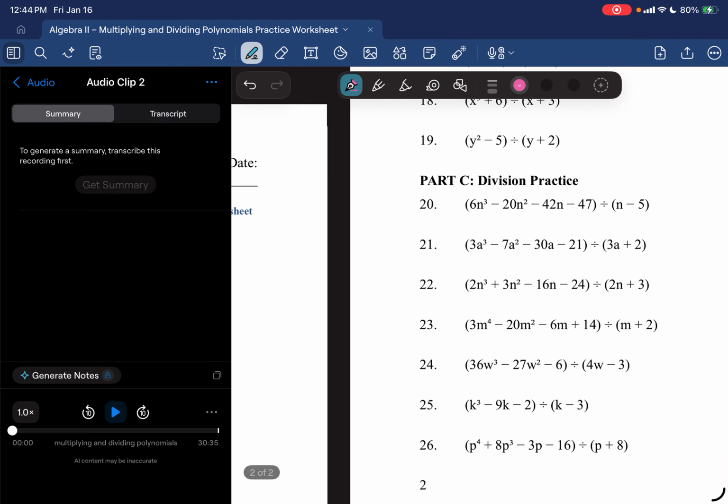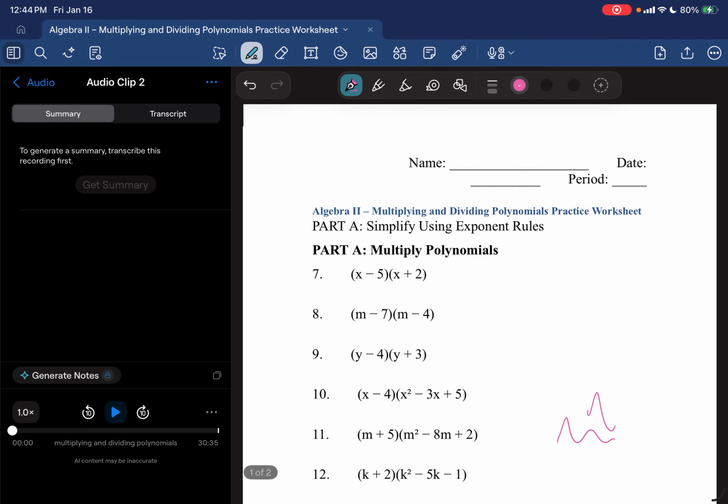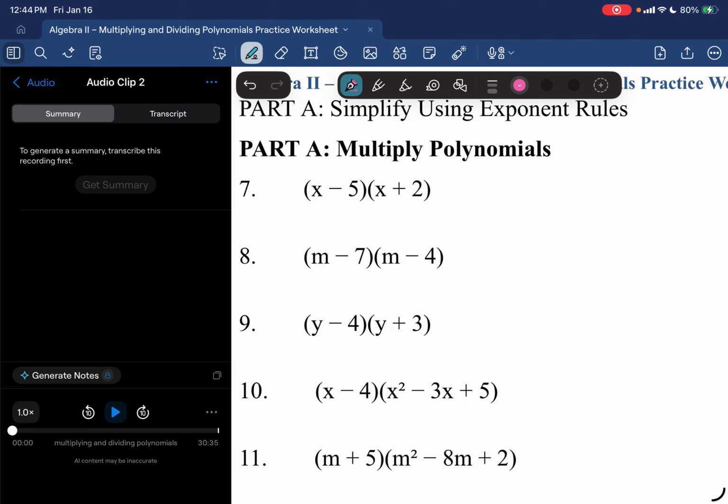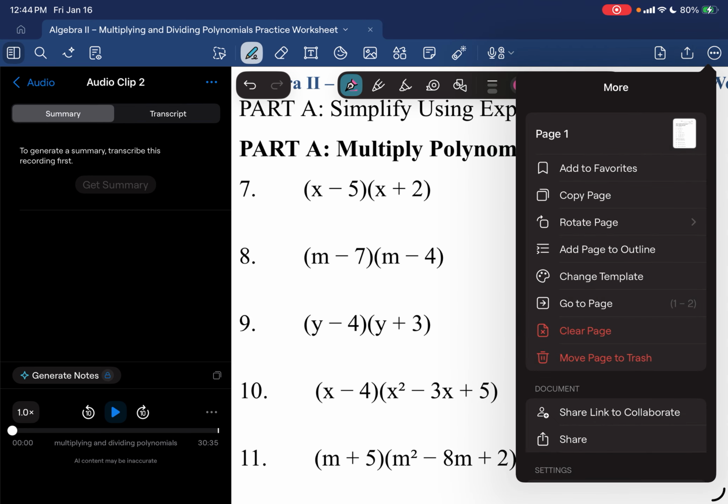Multiplying polynomials. Number 7. Number 7, I'll give you two examples.